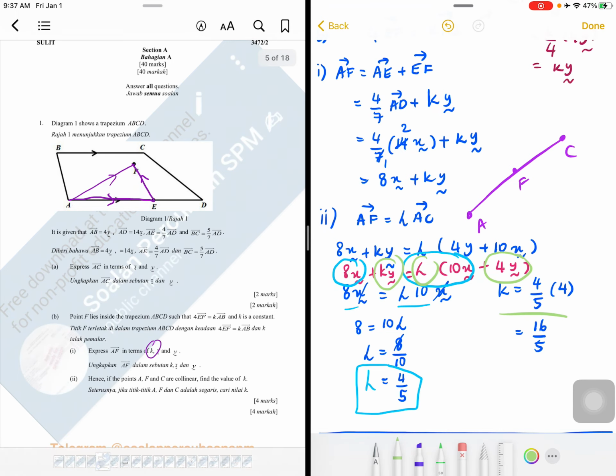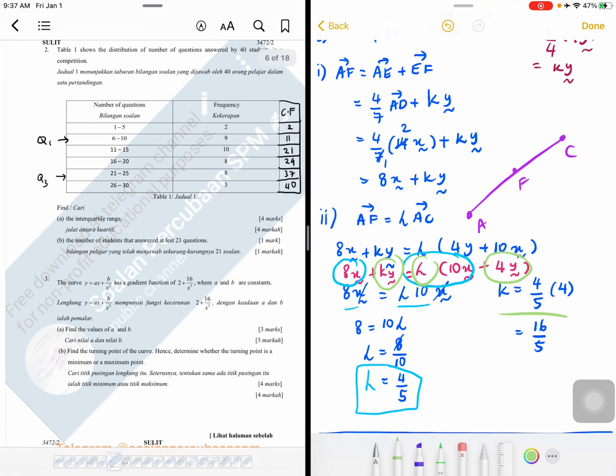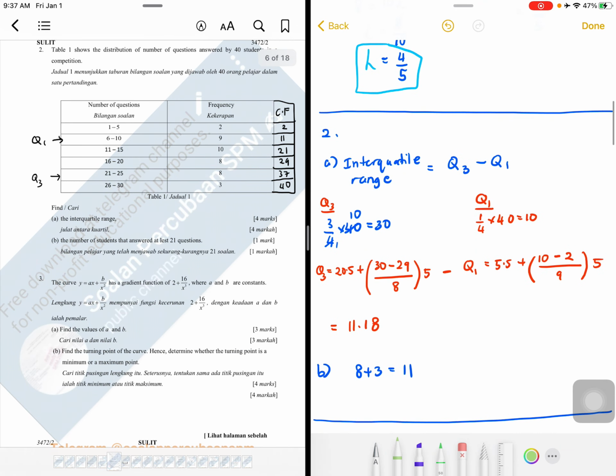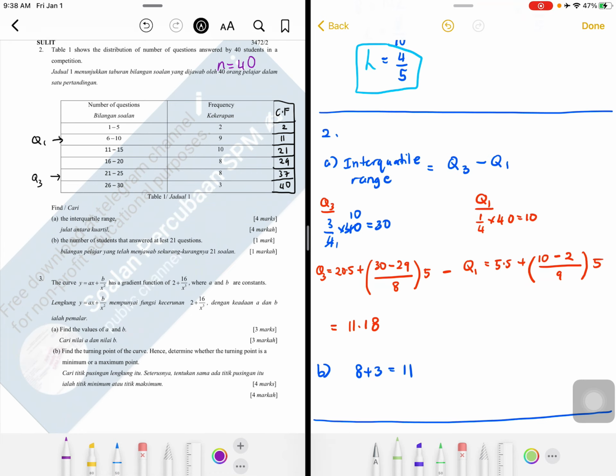Do it step by step, then you'll get the answer. Okay, so question number 2. This is on statistics. Given that it's answered by 40 students, so that is our n. We know first thing first that our n is equal to 40. So the question wants us to find the interquartile range. So we know that the interquartile range is Q3 minus Q1.